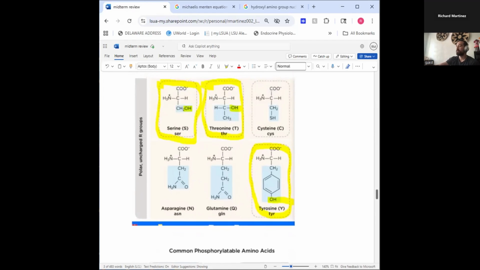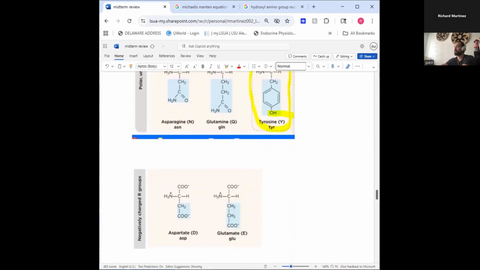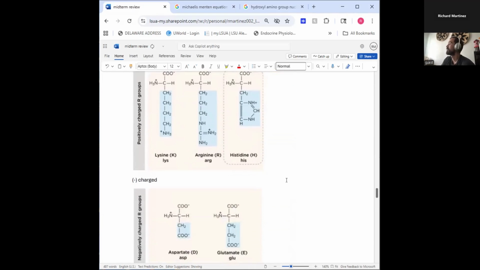Okay, here I can put a picture of this, let's add this in here so you guys can see. Boom. So these are negatively charged R groups. I'll add these other ones as well. Awesome.